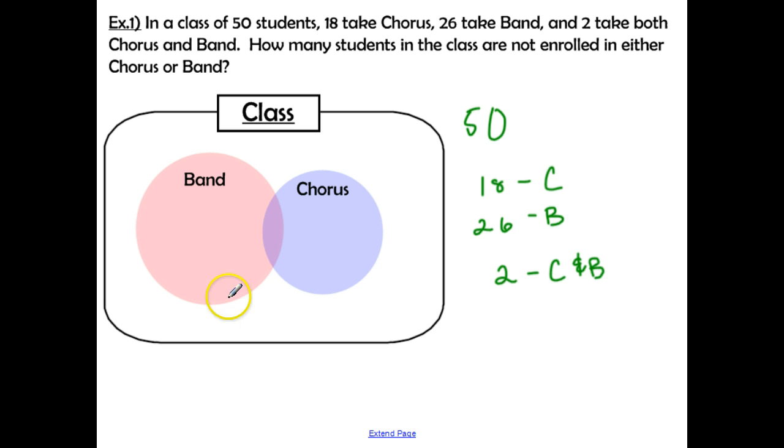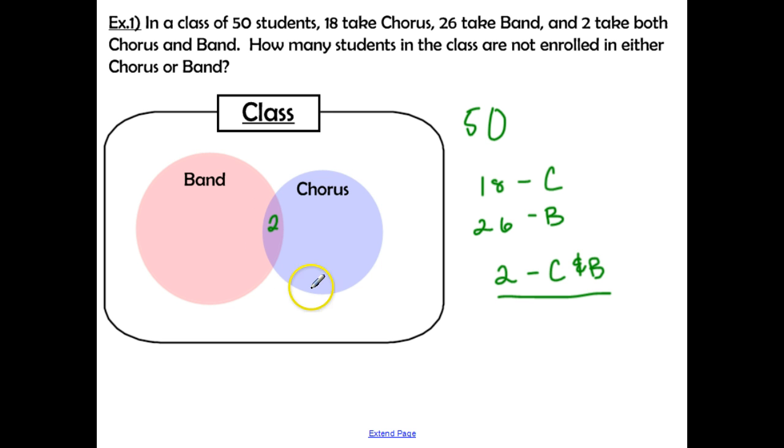Now, we want to be careful because these are overlapping, so when we start assigning numbers, we need to make sure that our math is going to add up. When it says that there are 18 in chorus, that means the entire blue circle of chorus has 18 students. The entire pink circle of band has 26 students. But the very key part is that we know that there are 2 right there in the middle. So first, let's represent that overlap. There are 2 students taking both.